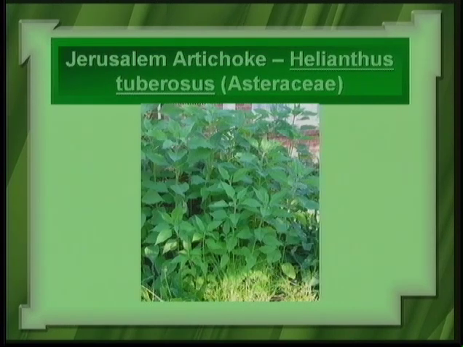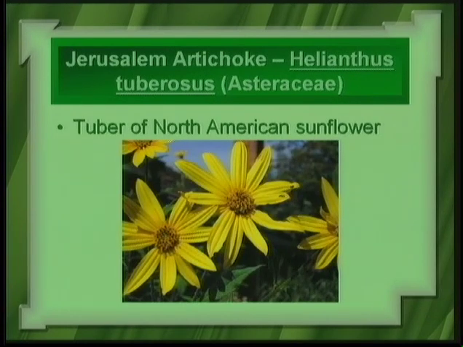Now the last plant that we're going to talk about is called the Jerusalem artichoke. It's sort of a misnomer in a way, but still an interesting plant, Helianthus tuberosus. This is a plant in the family Asteraceae, which is probably the second largest family of plants in the Magnoliophyta, or the flowering plants. So here's a picture of some of them. They grow like crazy, mostly in temperate areas. So it is a tuber of a North American sunflower.